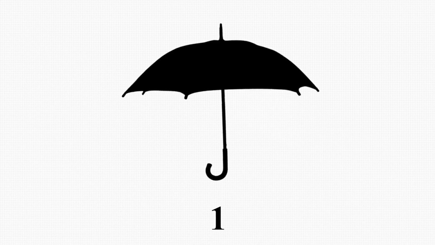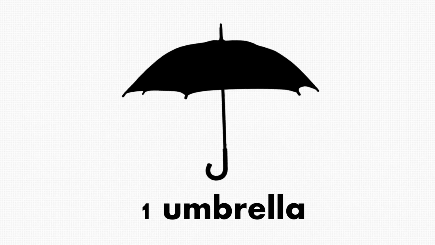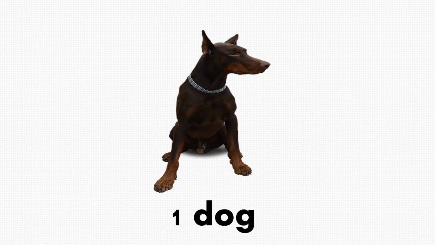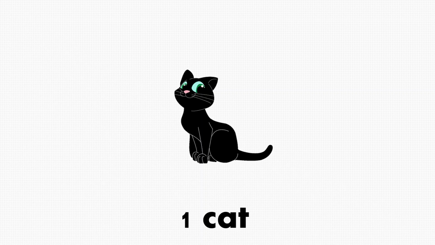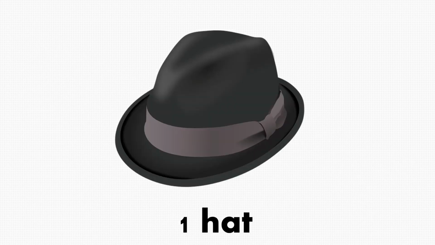The number of the week is 1. 0. 1. 1 jacket. 1 umbrella. 1 dog. 1 cat. 1 hat.